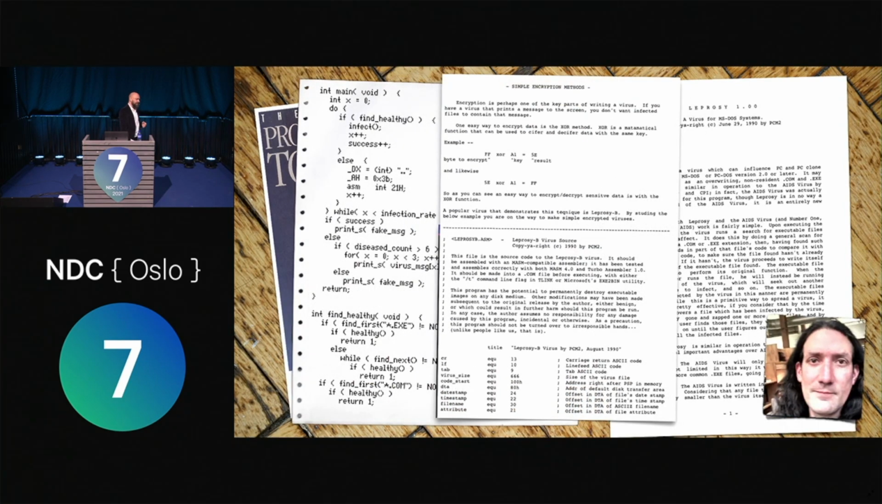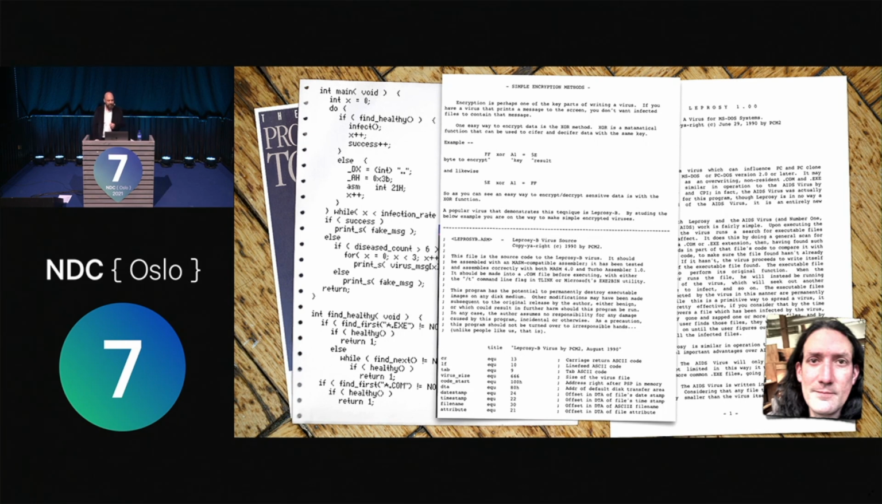Then he realized he hadn't managed to get this down to 666 bytes, so he did a second strain of this virus, the Leprosy strain 2. And he rewrote that in assembler entirely, managed to get the size down to what he wanted, uploaded this to a bulletin board, and forgot about it.